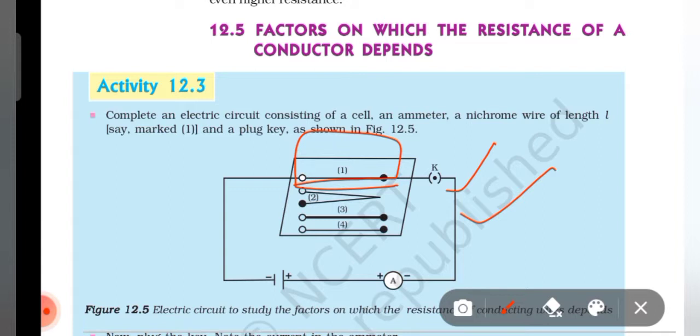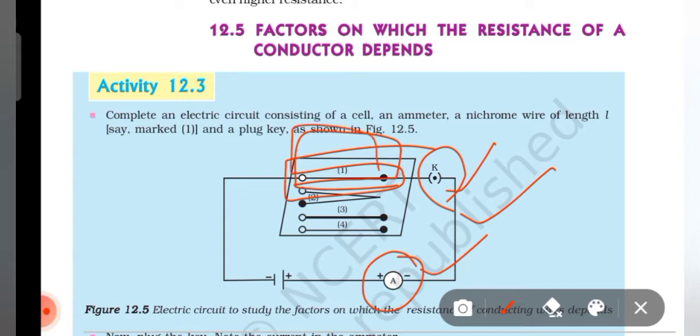First of all, you have to plug the key and then note the current in this ammeter. Then you have to replace this nichrome wire by another nichrome wire of the same thickness and twice the length, that is 2L.